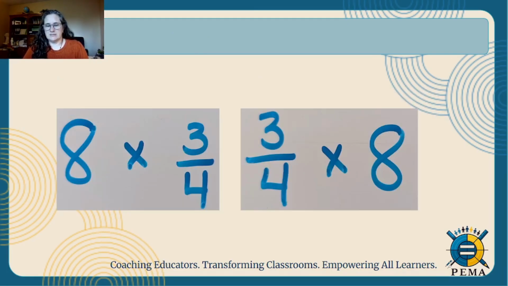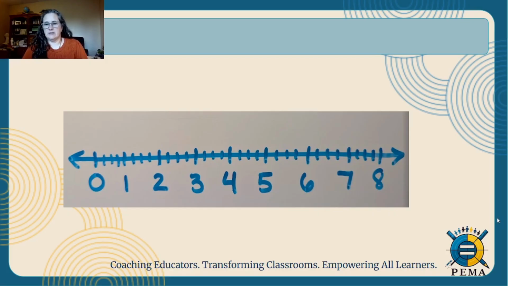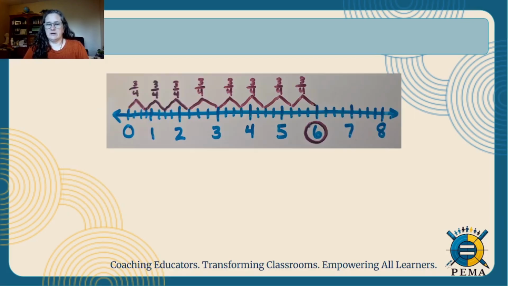Let's talk through a couple more examples with 8 times 3/4 and 3/4 times 8. If we think about this first on a number line, in 4th grade, I might represent fourths on a number line and represent 8 copies of 3/4. So you'll see here that each section indicated is 3/4. When I have 8 copies of 3/4, the total of all of those fractions, or those copies of 3/4, is 6.